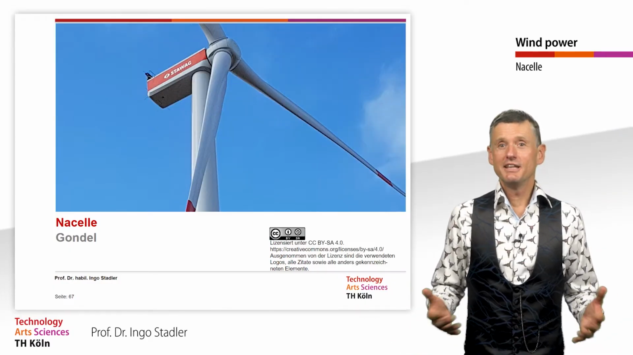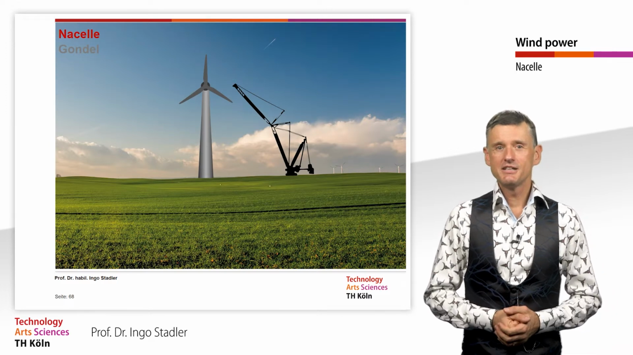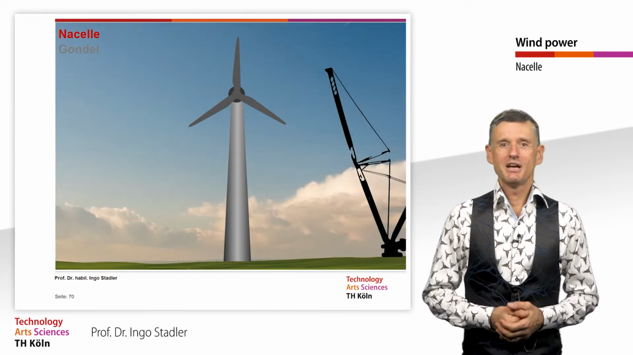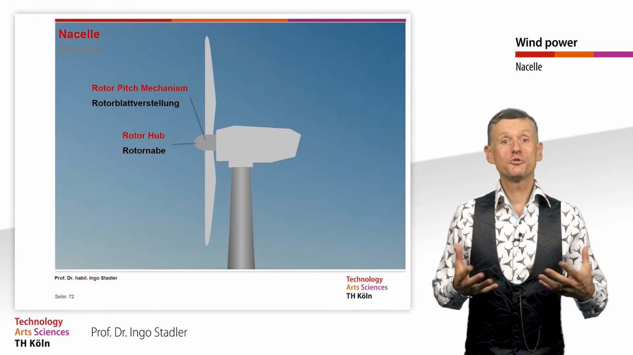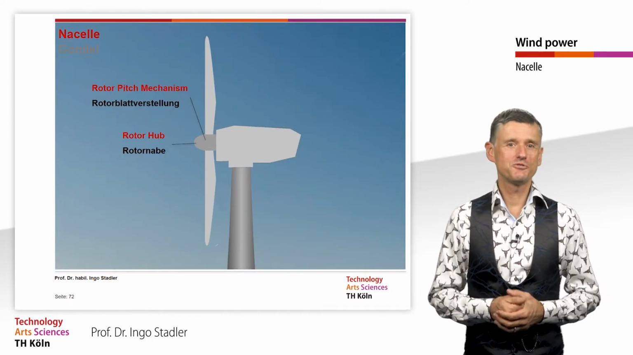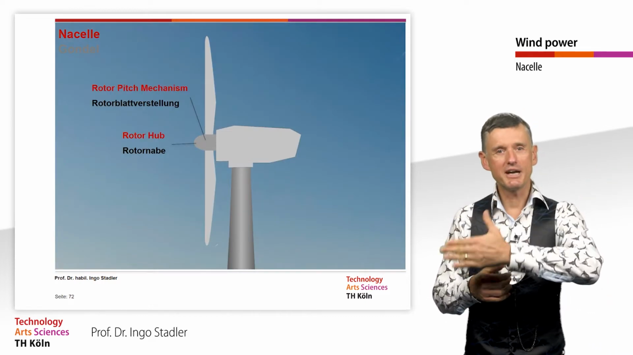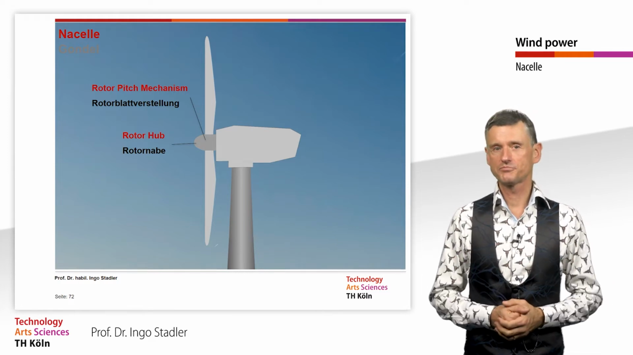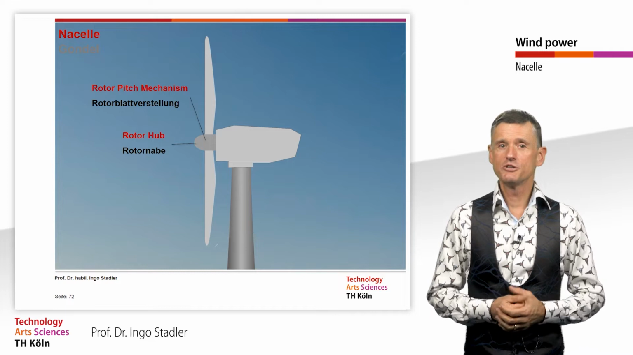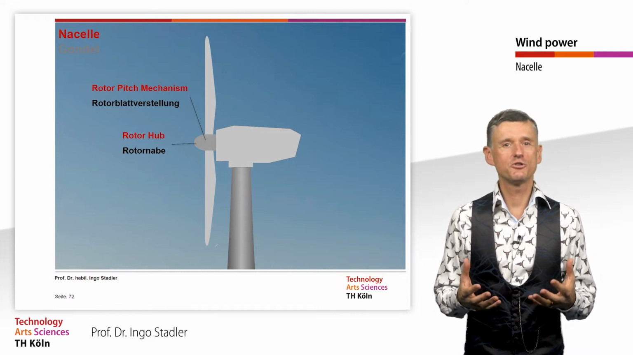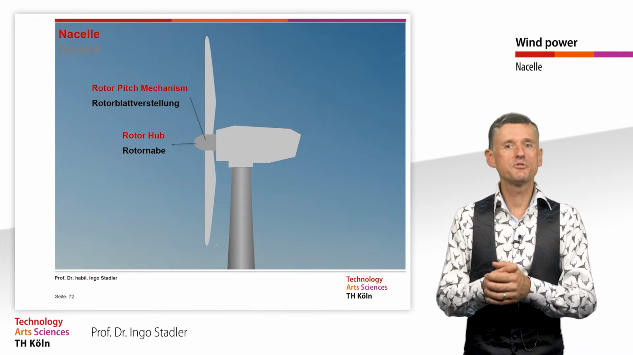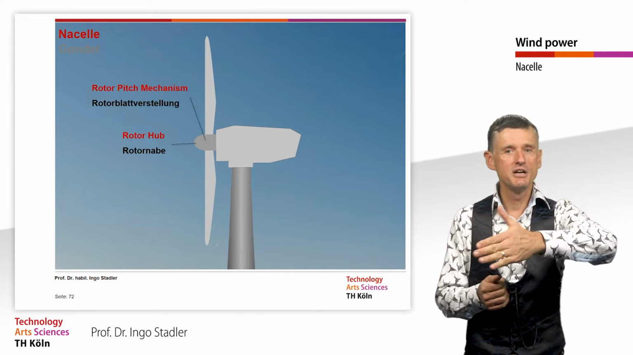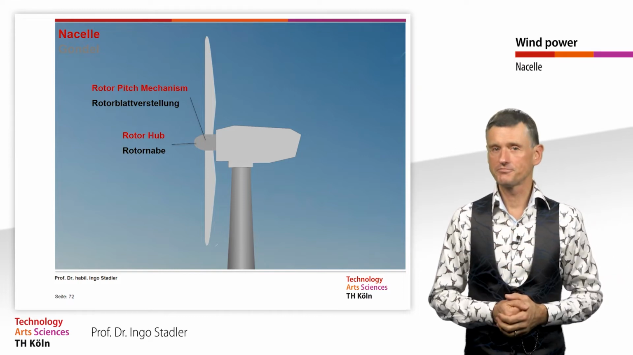Hello and welcome. Now let's take a look at the nacelle and the structure of the nacelle, and start with the so-called rotor hub. The rotor hub absorbs the forces of the rotor blades and then transmits them to the inside of the nacelle. Among other things, the rotor hub also contains the rotor pitch mechanism to adapt the position of the rotor blades to the current wind conditions.